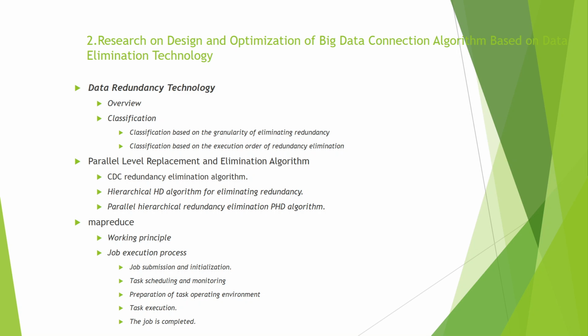Parallel hierarchical redundancy elimination PHD algorithm. The parallel hierarchical redundancy elimination algorithm is realized by introducing parallel computing on the basis of the hierarchical redundancy elimination algorithm. The core idea of the PHD algorithm is to use multi-threaded concurrent processing of data blocks and data encoding compression in hierarchical redundancy elimination, which will reduce this part of the time overhead and increase deduplication speed under the premise of a higher deduplication rate. MapReduce working principle.